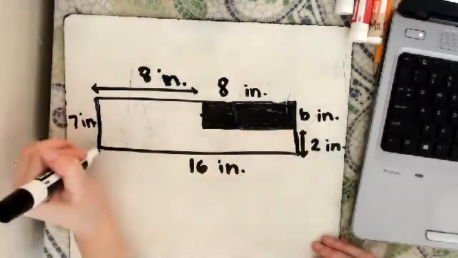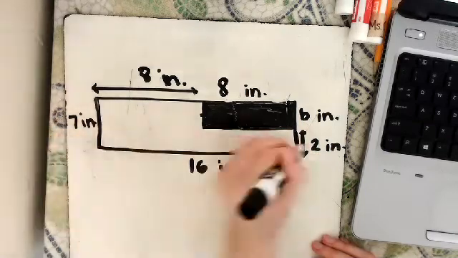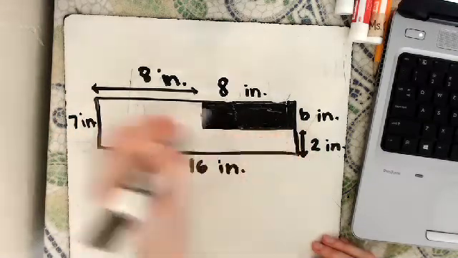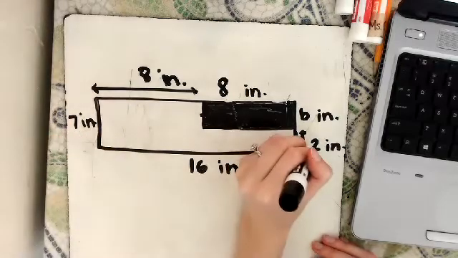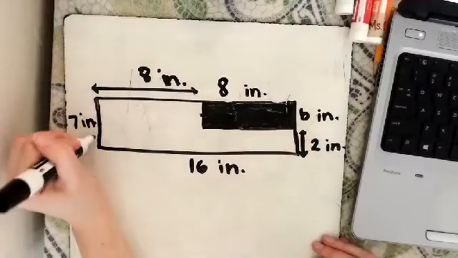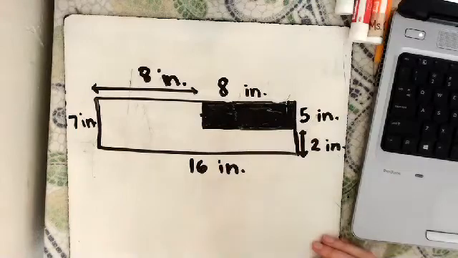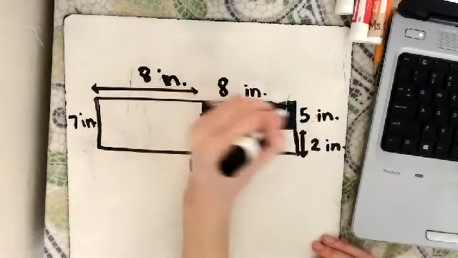7 is the whole side. 2 is this little part of it, right? Just this part down here. So now 7 minus the 2 is going to give us the B part right here. 7, take away this 2 is 5. So we have 8 and 5.